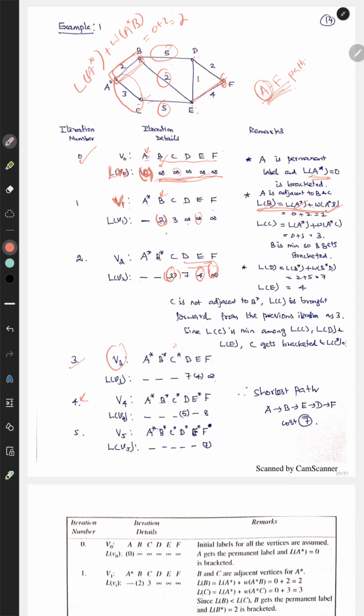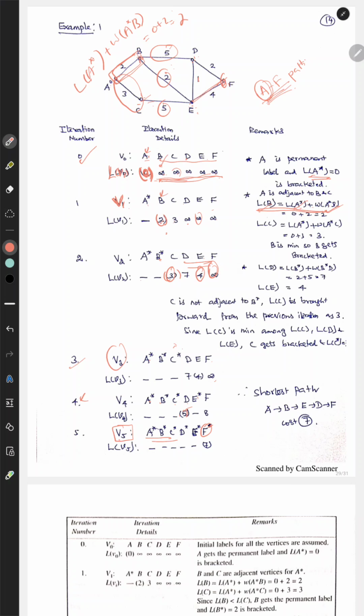Okay, so now in the fourth iteration, what is the smallest value? 5. So the corresponding vertex D, that label will be bracketed, D will be given that permanent label, and it will be removed from the vertex set. In the fifth iteration V5, the vertex set will be having all these as permanent labeled, including D is permanent labeled. If it is not permanent labeled now, only remaining vertex is F.